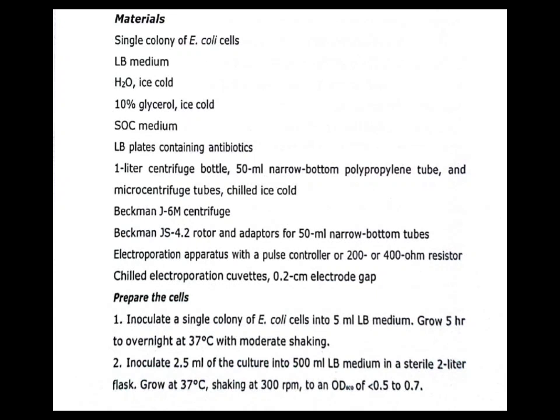Prepare the cells. Step number 1, inoculate a single colony of E. coli cells into 5 ml LB medium and grow 5 hours to overnight at 37 degrees Celsius with moderate shaking. Step number 2, inoculate 2.5 ml of the culture into 500 ml LB medium in a sterile 2-liter flask. Grow at 37 degrees Celsius, shaking at 300 RPM to an OD 600 of 0.5 to 0.7.